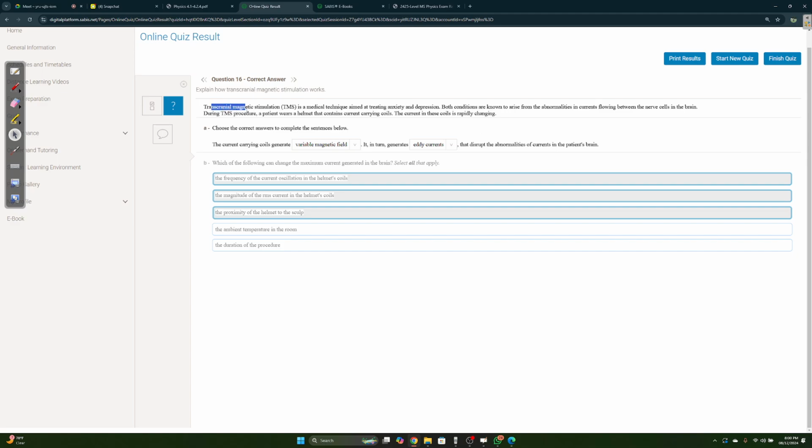The TMS, transcranial magnetic stimulation, is a medical technique aimed at treating anxiety and depression. Both conditions are known to arise from abnormalities in currents flowing between the nerve cells in the brain. During a TMS procedure, a patient wears a helmet that contains current-carrying coils. The current in these coils is rapidly changing. The current-carrying coils generate, obviously, if it's changing, a variable magnetic field. In turn, that generates eddy current.